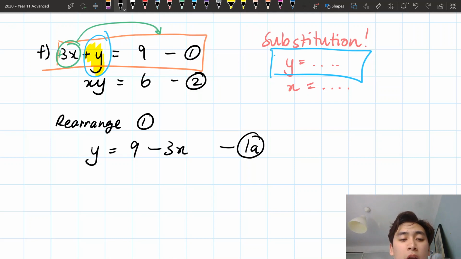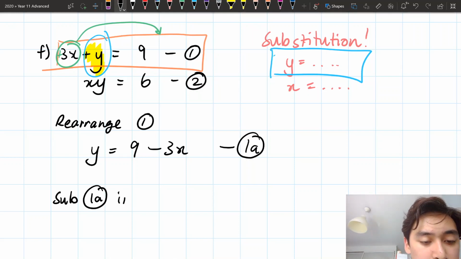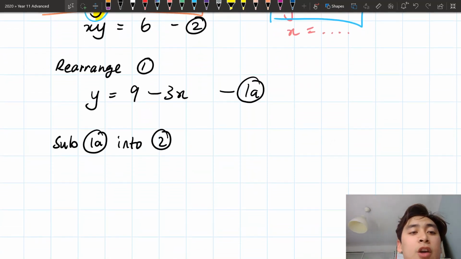Okay, so I've rearranged equation number 1. I've got y is equal to 9 minus 3x. Now, when we use the substitution method, we substitute this equation into the other one. So I'm going to sub 1a into 2. Wherever I see y in my second equation, I'm just going to substitute 9 minus 3x.